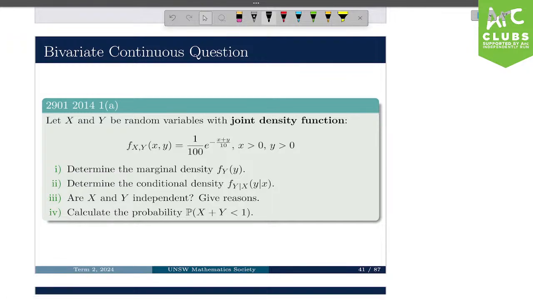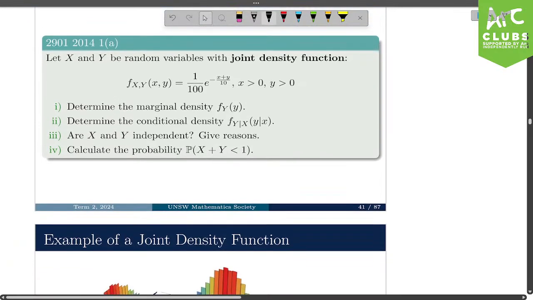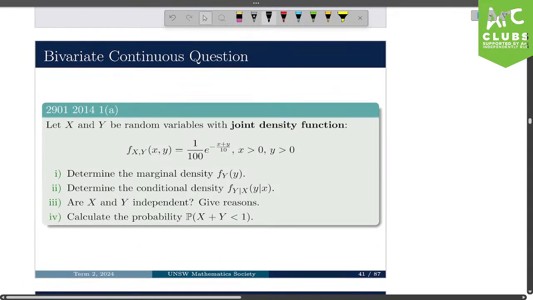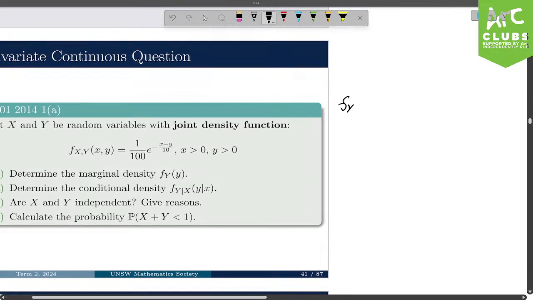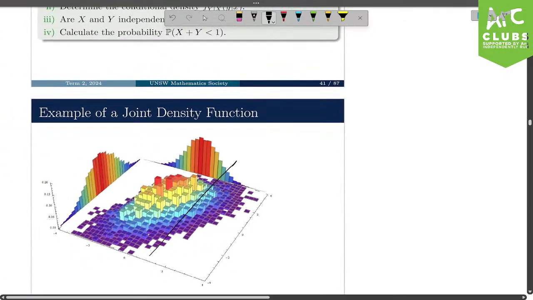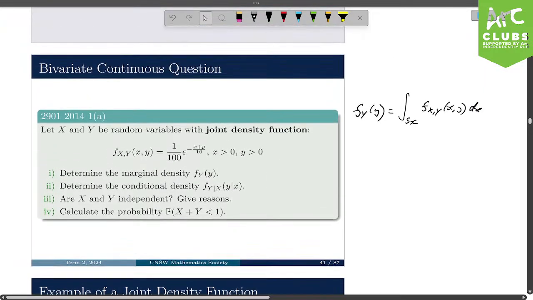We have this question from 2014, random variables with joint density function given. We're going to determine the marginal density function. We remember that the marginal density of y is the integral over the domain of x of f(x, y) dx, because this is essentially summing up along a certain direction. Once we get that out of the way, we're fantastic.